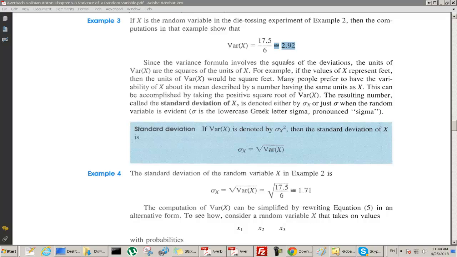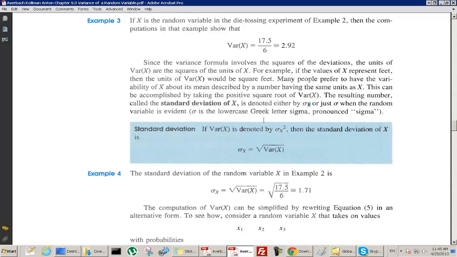Now we want to think about the fact that we squared everything, and so they say, since the variance formula involves the squares of the deviations, the units of the variance are the squares of the units of x. For example, if the values of x represent feet or meters, then the units of the variance of x would be square feet. Many people would prefer to have the variability of x about its mean described by a number having the same units as x. This can be accomplished by taking the positive square root of the variance. The resulting number, called the standard deviation of x, is denoted by sigma sub x, or just sigma, when the random variable is evident. So sometimes we won't put the x there.